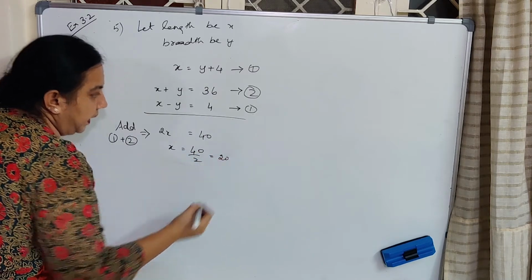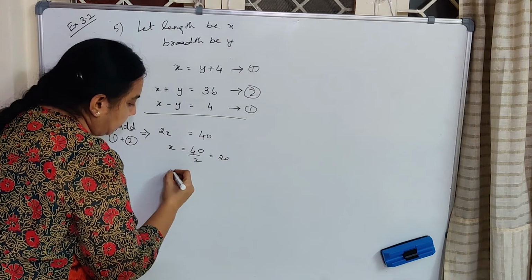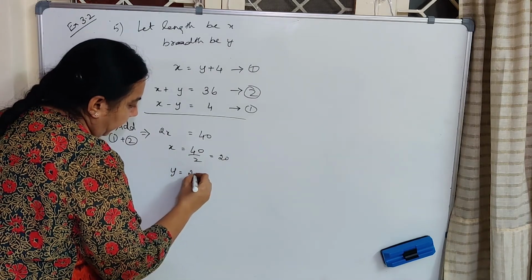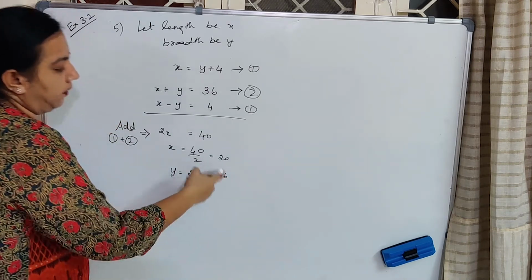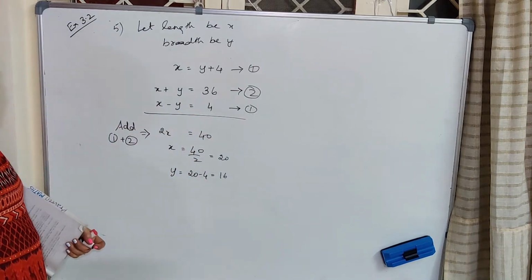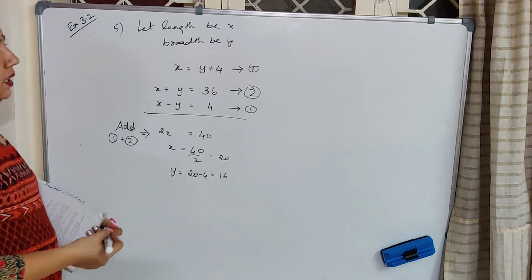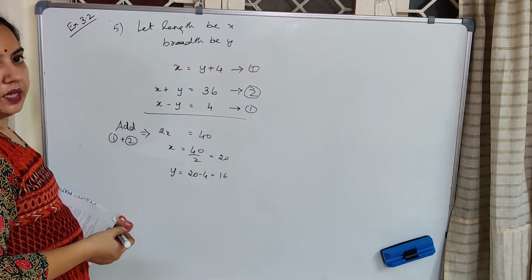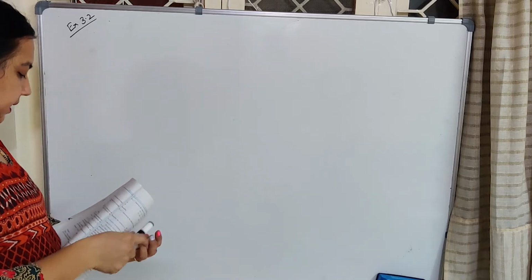So the length is 20 and the breadth will be 4 meters less than it. So y is equal to 20 minus 4, and that is equal to 16. And when I add 20 plus 16, it is equal to 36 again. So we have proved it. Understood now? This is how we solve the two linear equations. It's a very simple sum. You have to understand it, that's it.